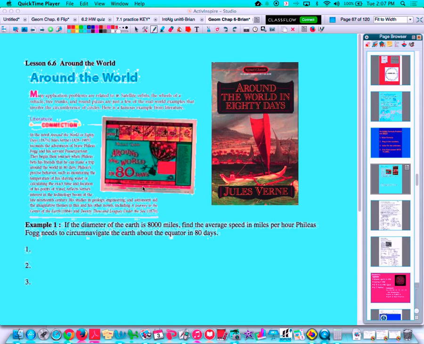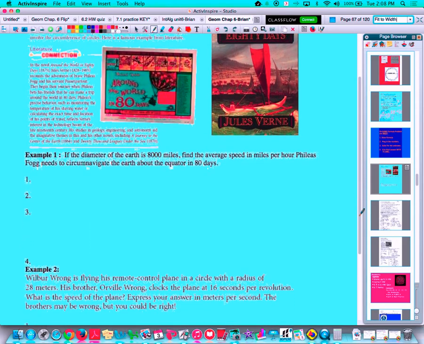Here is an example from literature. I'll let you go ahead and read a little bit about Jules Verne and Around the World in 80 Days. Maybe some of you have read that story. But in it, one of the characters is trying to navigate around the world in 80 days. So let's take an example related to that idea.